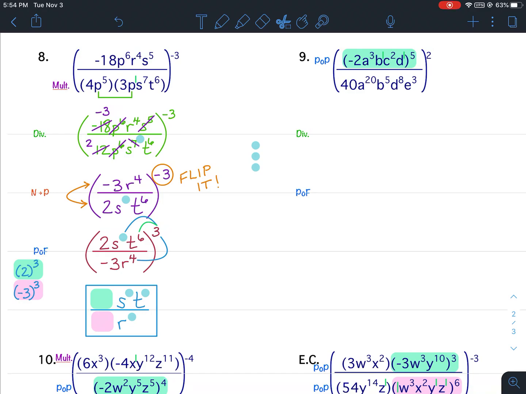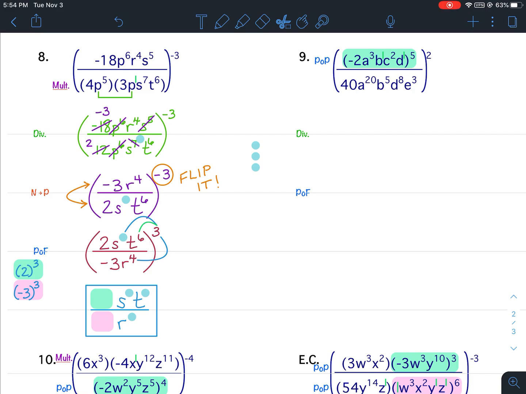Laws of exponents, worksheet number 4, question number 9. For question number 9, again, we've got the big set of parentheses, so I have to do everything inside the parentheses first, following your order of operations, following PEMDAS. Remember, the division bar is like a grouping symbol. You've got to simplify everything in the numerator, simplify everything in the denominator before we can divide.